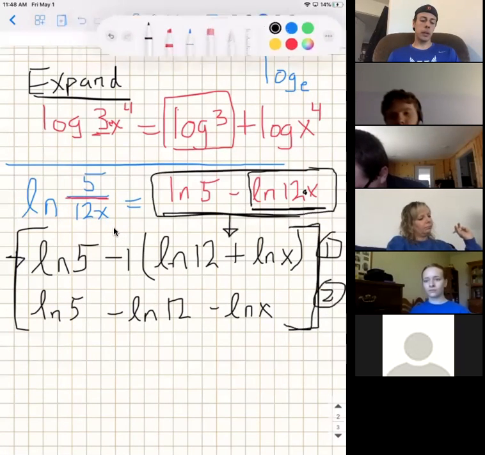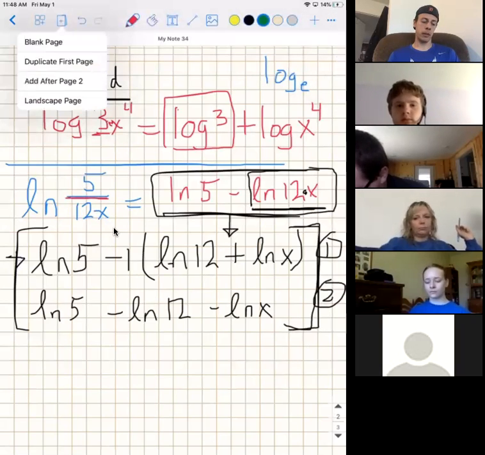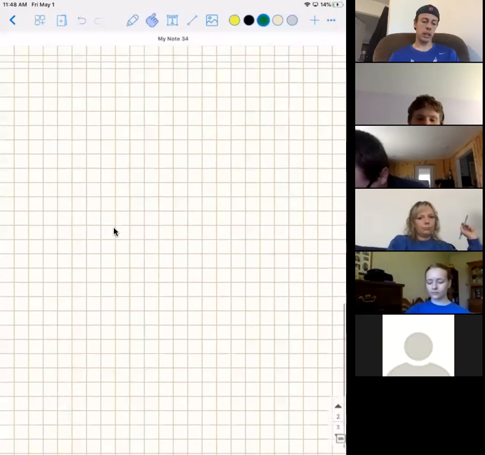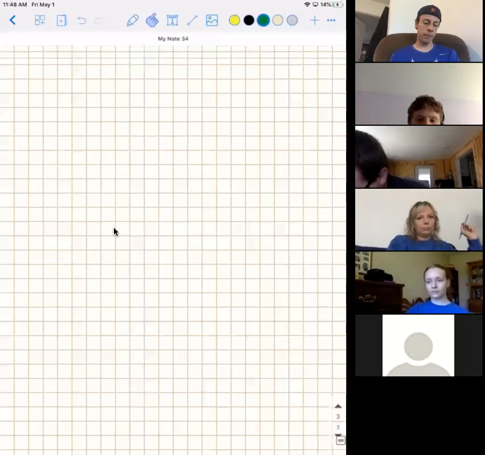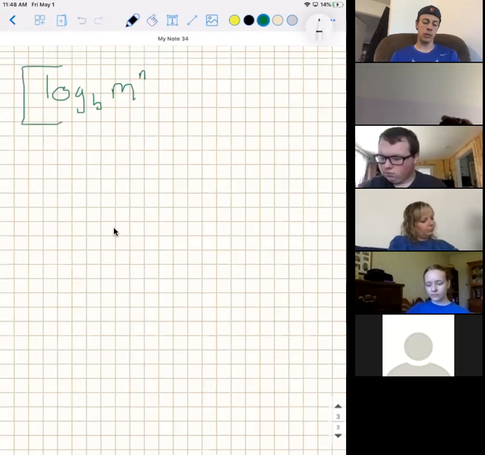Our last 10 minutes, we're going to explore one new property. So we're going to get a new page. We talked about addition and subtraction. The only other thing that we could look at is what happens if we have a logarithm, log base b, and we have a power, maybe in this case m to the n. This would be the other one I would definitely have written down in your notes.